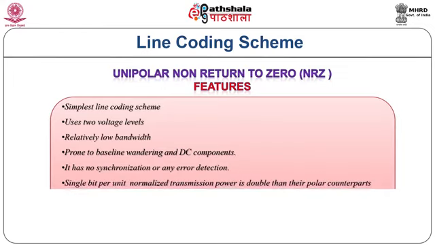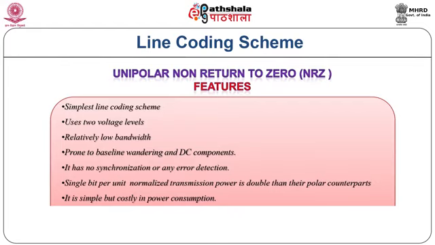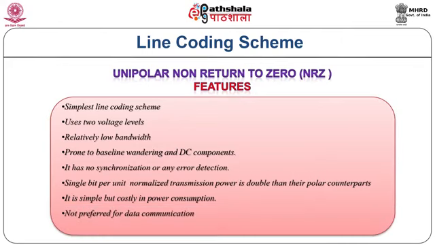The transmission normalized power for a single bit per unit line resistance is double than the polar RZ. It is costly in terms of power consumption as the signal level remains constant throughout the bit interval and does not make any transition to zero level during the bit interval. Such kind of encoding scheme is generally not preferred for data communication.